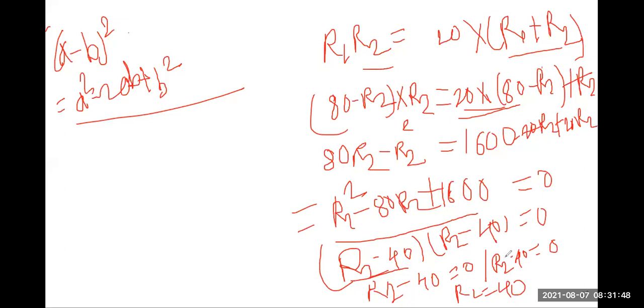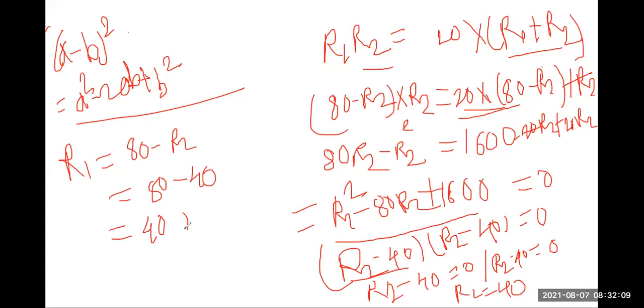So here we have got R2 is 40, and then we can find R1's value. R1 is equal to 80 minus R2, like this, correct? So 80 minus 40 gives 40 ohm. The answer is 40 ohm.